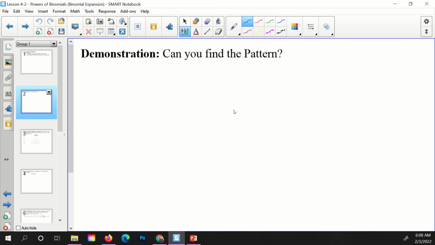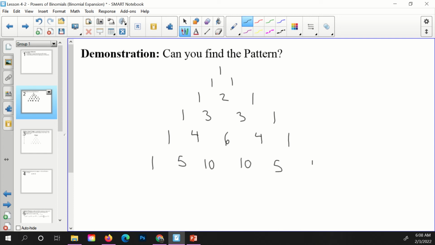And so here's what I'm going to do. I'm going to go 1 here, and then 1 and then 1, and then 1 2 1, and then 1 3 3 1, and then 1 4 6 4 1, and then 1 5 10 10 5 1.